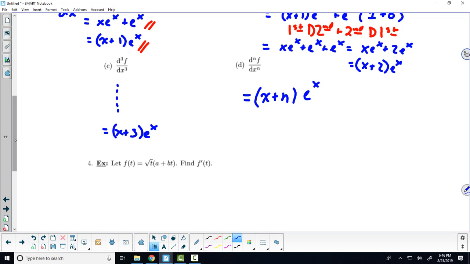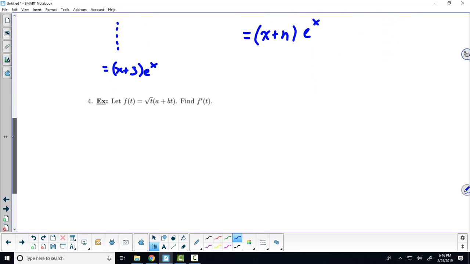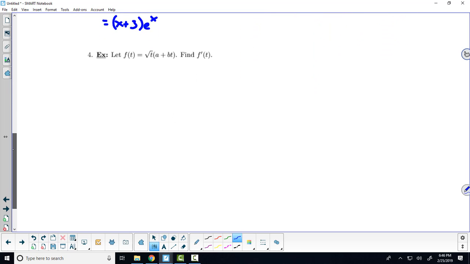Questions on that? We're going to get a lot more practice with the product rule here in a little bit. But because tonight we're going through 3.4 and 3.5, we'll go ahead and practice this one. I just want to make sure we're all on the same page here.